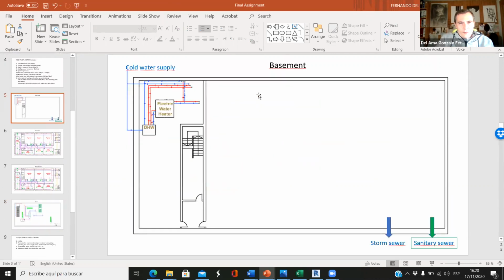So the cold water supply will be in the basement. In the basement, we have a heater, and from this heater, we have to supply water. As you can see, we have the cold and hot water supply. And here we have a shaft. All the water pipes have to go through this shaft here.